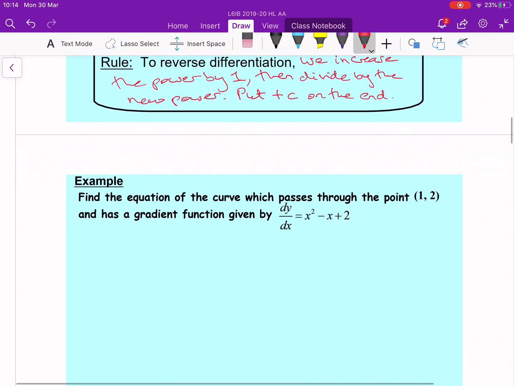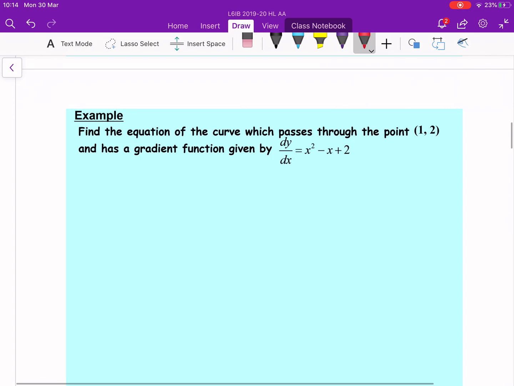So let's see the sort of questions we could get. Find the equation of the curve which passes through the point 1, 2. So we know that when x is 1, y is 2. Has a gradient function given by this. So to go back and work out what y was, I'm going to use my little rule then. I'm going to go along term by term, just like we do with our differentiation. Increase the power by 1. I'd have to then divide by that new power, so I'm going to write 1/3 dividing by 3 at the front, and you can check backwards always. So if I differentiate a third x cubed, I would get back to x squared.